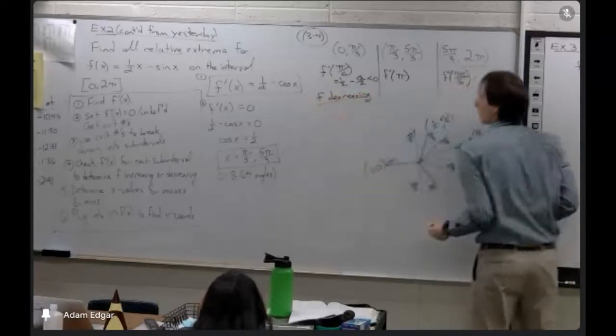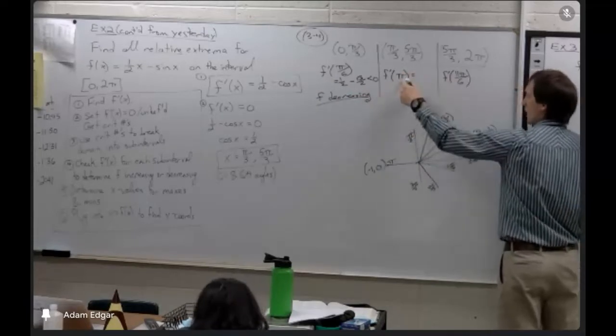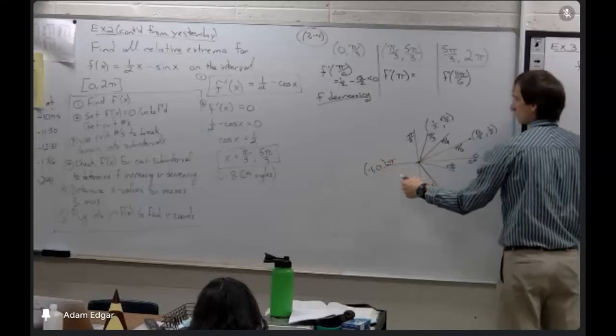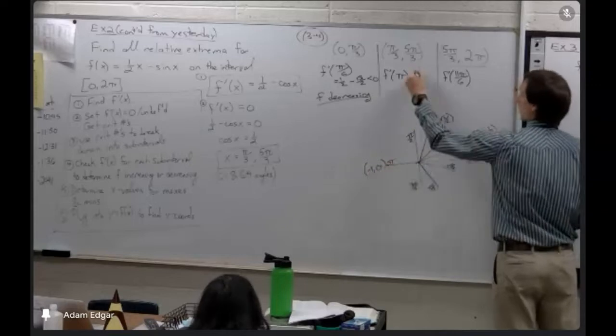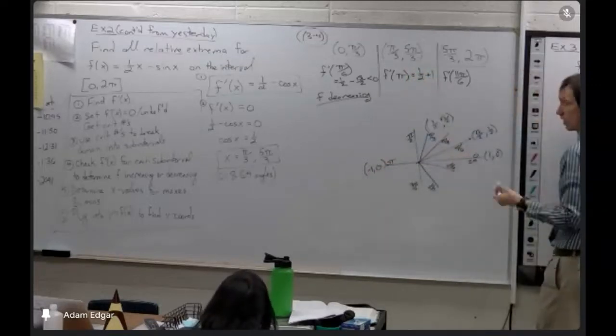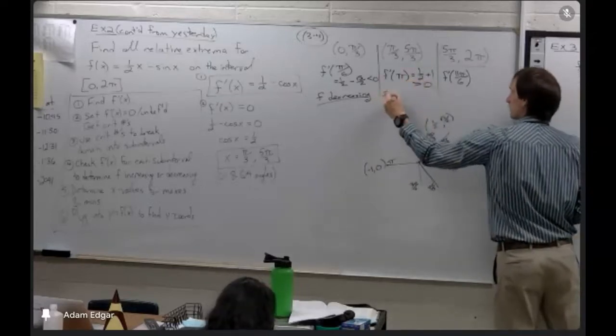Then for pi, what's cosine of pi? -1. So we'd have 1/2 minus -1, so +1. And that's going to be greater than 0, so that means f is increasing.